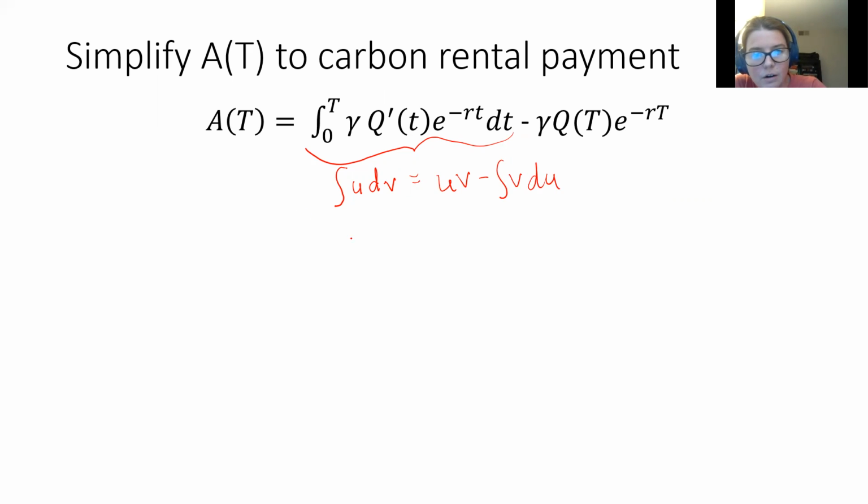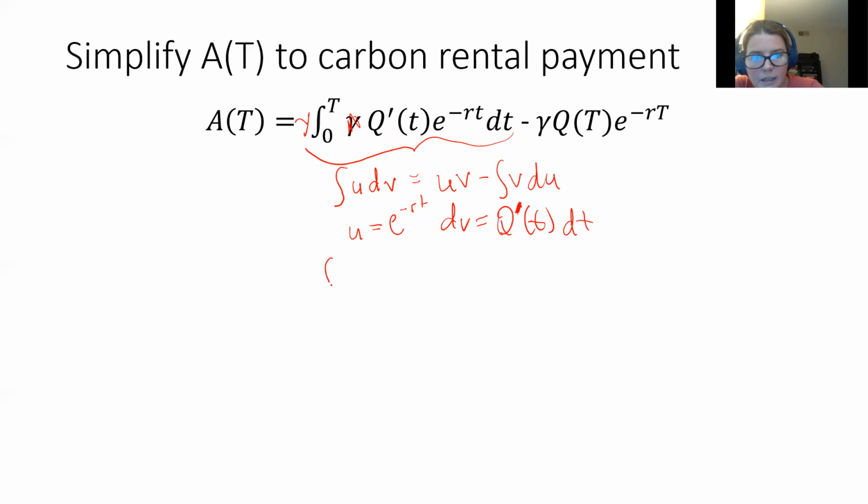So we're going to define our u term for this integral as our discount term, and our dv is going to be our q prime t dt, so our volume derivative. I'm just going to take the gamma out here. We don't have to worry about it when we're integrating by parts because it's a constant.